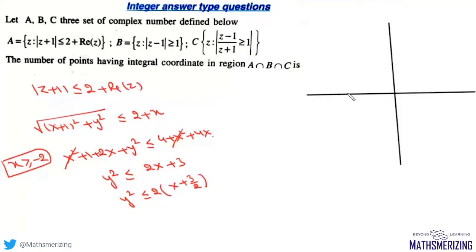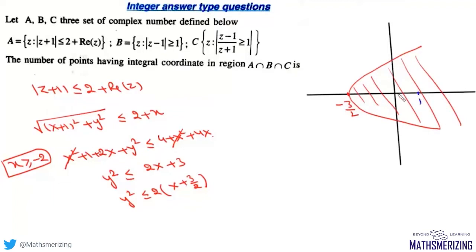I will mark a point at minus 3 by 2 and will form a parabola opening right. So we have this parabola. Now if you put x and y as 0, it satisfies this inequality. That means it will have all the points lying inside this parabola. Now the second locus is mod of z minus 1 greater than or equal to 1. So we have this one here, and then we have this circle.